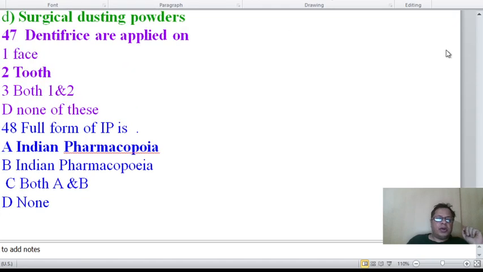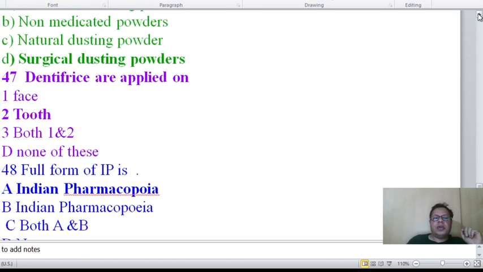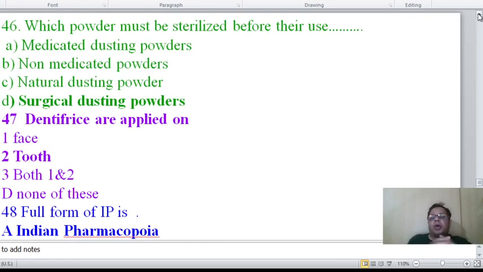For question number 46, the question is which powder must be sterilized before their use? So it must be a powder which is coming in contact with the blood, and in this particular case the surgical dusting powder is the powder which should be sterilized before their use. So for question number 46, the appropriate answer is D.